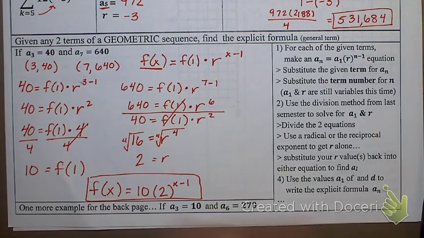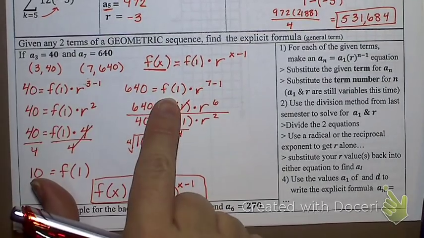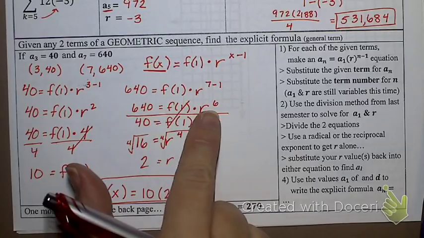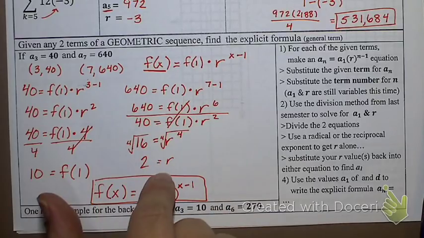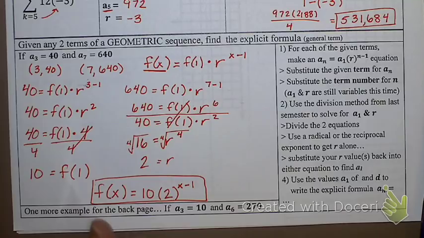So what did I do there? I plugged in each point into the equation. Make sure the one with the higher exponent is on top. Divide. And then you can get your other answer.